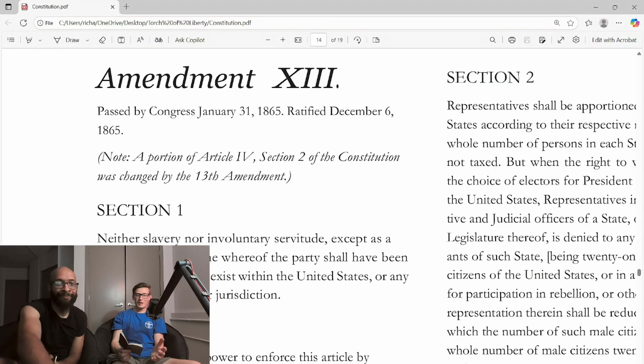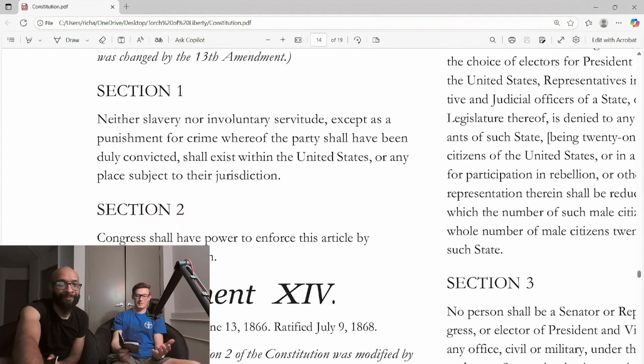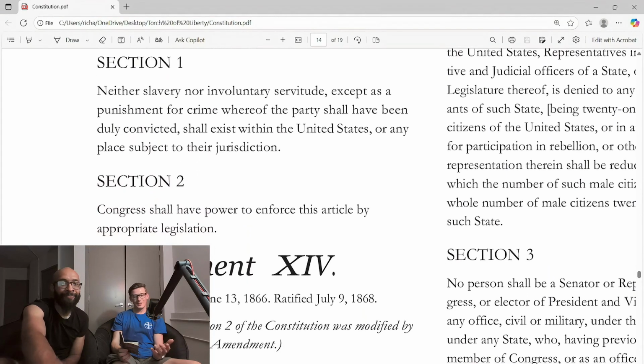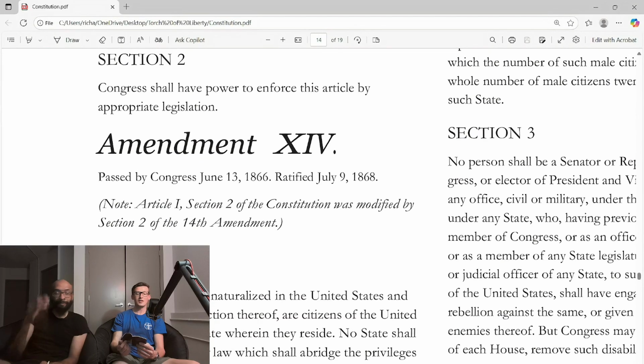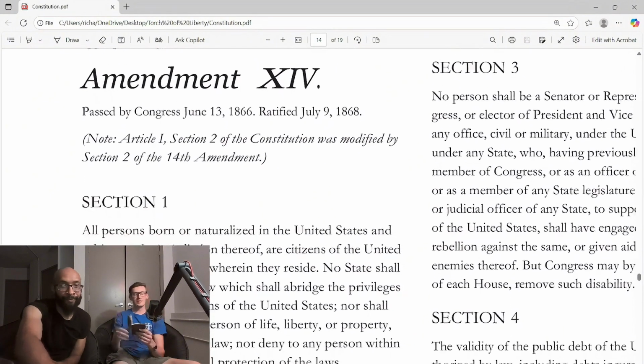The 13th Amendment abolishing slavery. So section 1, neither slavery nor involuntary servitude, except as a punishment for a crime whereof the party shall have been duly convicted, shall exist within the United States, or any place subject to their jurisdiction. And section 2, it reappears in a lot of different amendments, just says that Congress shall have power to enforce this article by appropriate legislation. So that's when slavery was abolished.